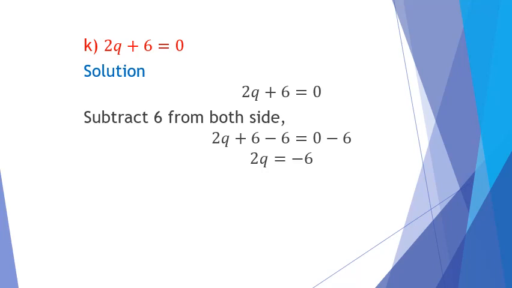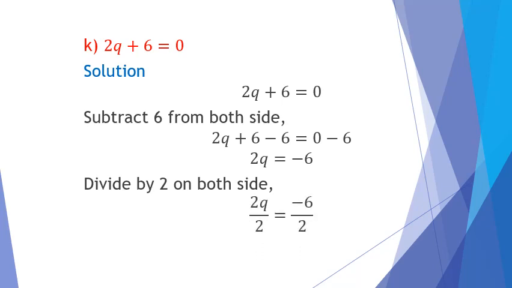Now to separate q, we have to divide by 2 on both sides. So we get 2q upon 2 equal to minus 6 upon 2. After cancelling, we get q equal to minus 3. So q equal to minus 3 is the solution.